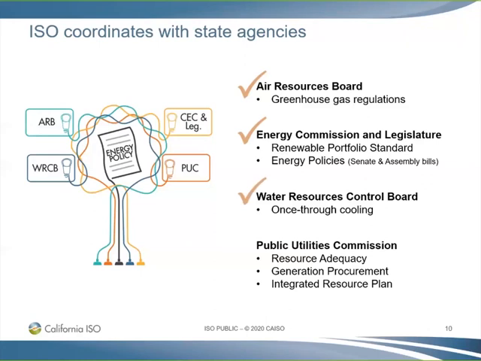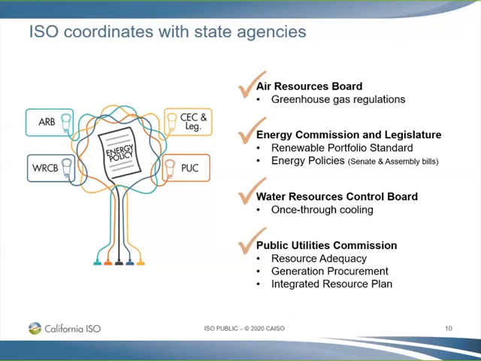The Water Resources Control Board is focusing on once-through cooling issues. We have a number of generators in California that are close to the coast and use seawater to aid in the conversion process of condensing steam back into water, which can have a detrimental effect on marine habitats. The Water Resource Control Board is coordinating a long-term effort with resources to find alternative ways to cool their plants or to possibly retire them.